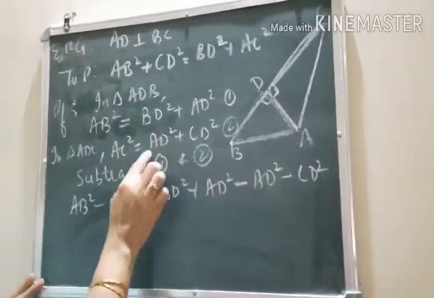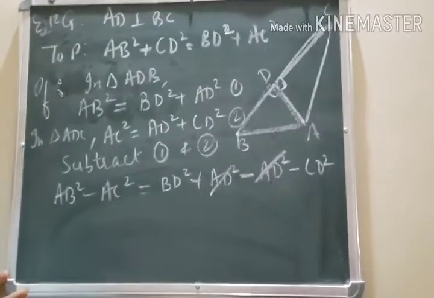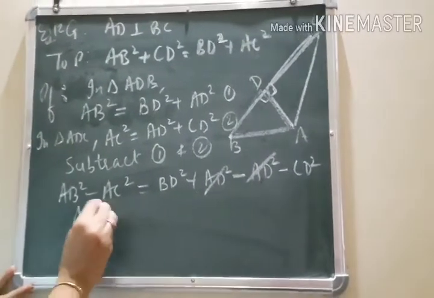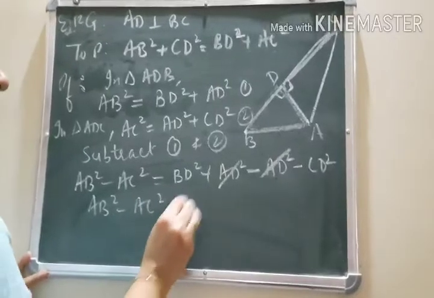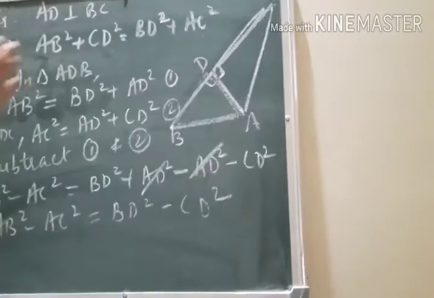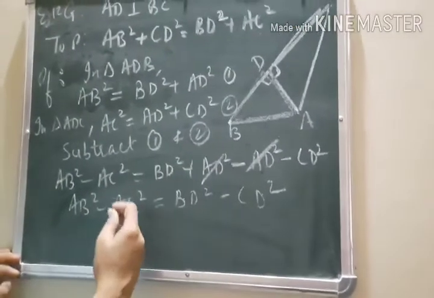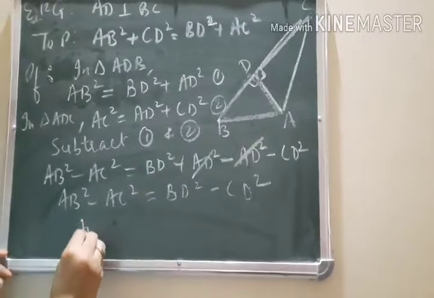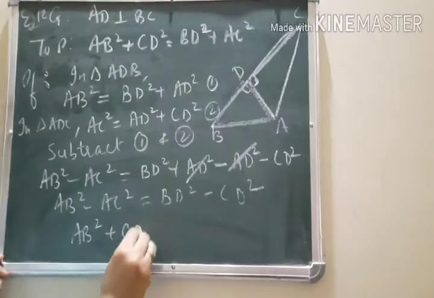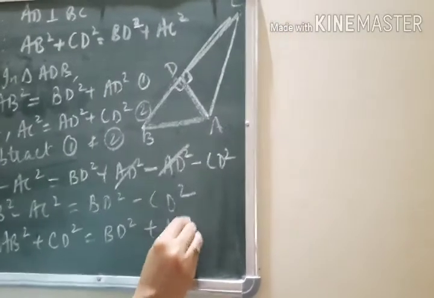As we are subtracting it, both these signs will change. So AD square and AD square will be cancelled and you are left with AB square minus AC square is equal to BD square minus CD square. But according to what we have to prove, you can just bring CD square to this side and AC square to that side. So AB square plus CD square is equal to BD square plus AC square, and it's proved.